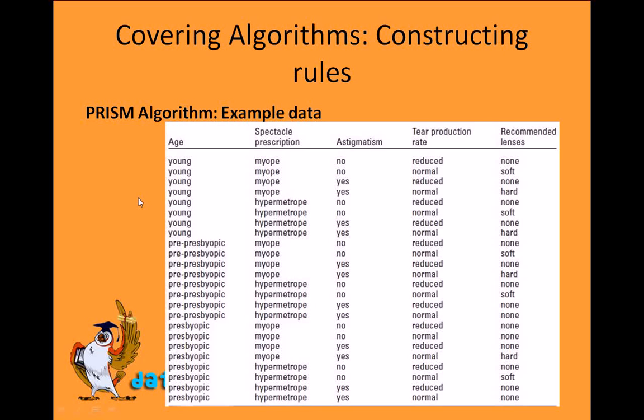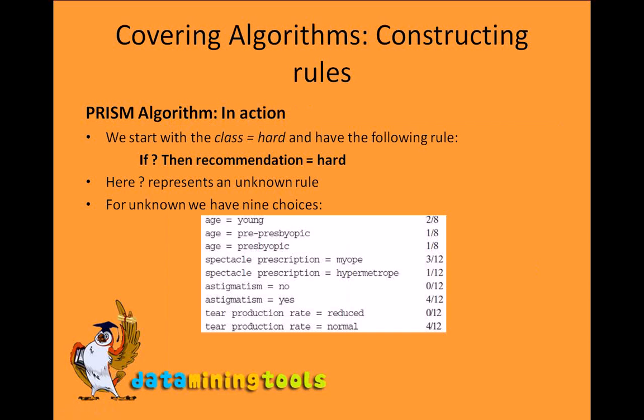For example, we are taking this example data, iris data. We have the following attributes: age, spectacle prescription, astigmatism, tear production rate, and this is our class, recommendation lenses. Now we are going to see Prism algorithm in action. So we are going to build a rule for the class hard, and we start with the following basic rule, that is, if some condition, then recommendation equal to hard. So here the question mark represents an unknown condition. Now we have the following 9 choices for this unknown condition.